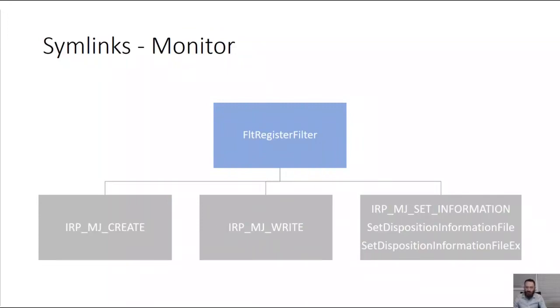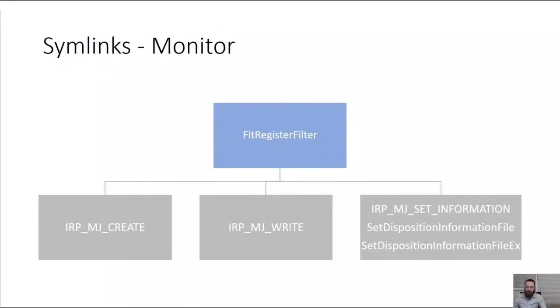Well, the first one, IRP_MJ_CREATE, is not surprising. It's triggered by a create file operation. So every time a thread calls create file, this IRP will pop. Identifying it allows arbitrary create primitives with a symlink attack and finding potential DLL hijacking opportunities.